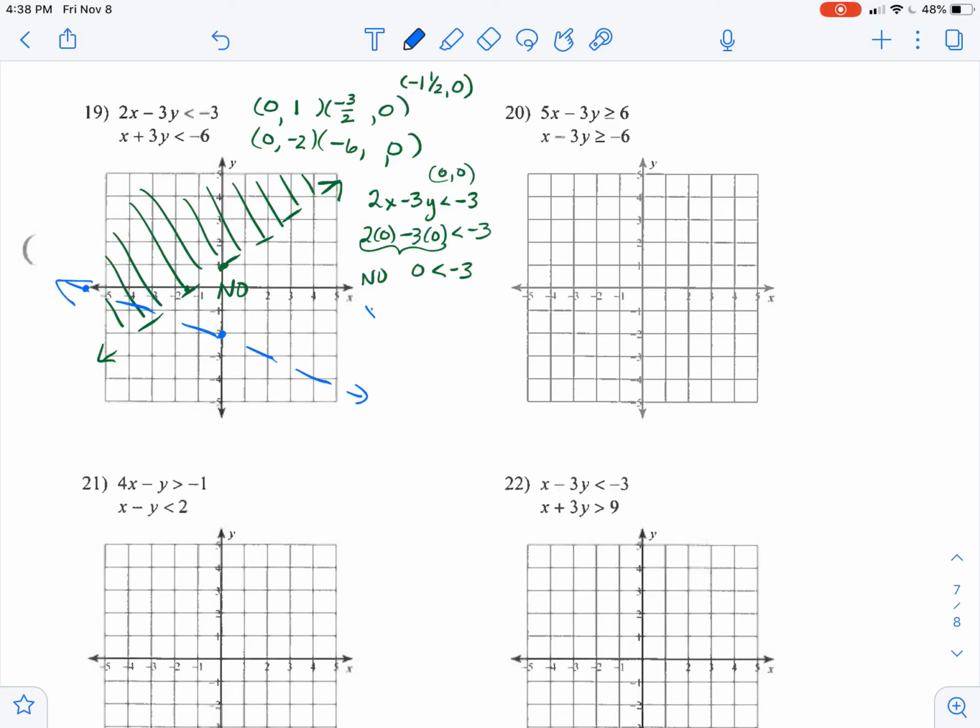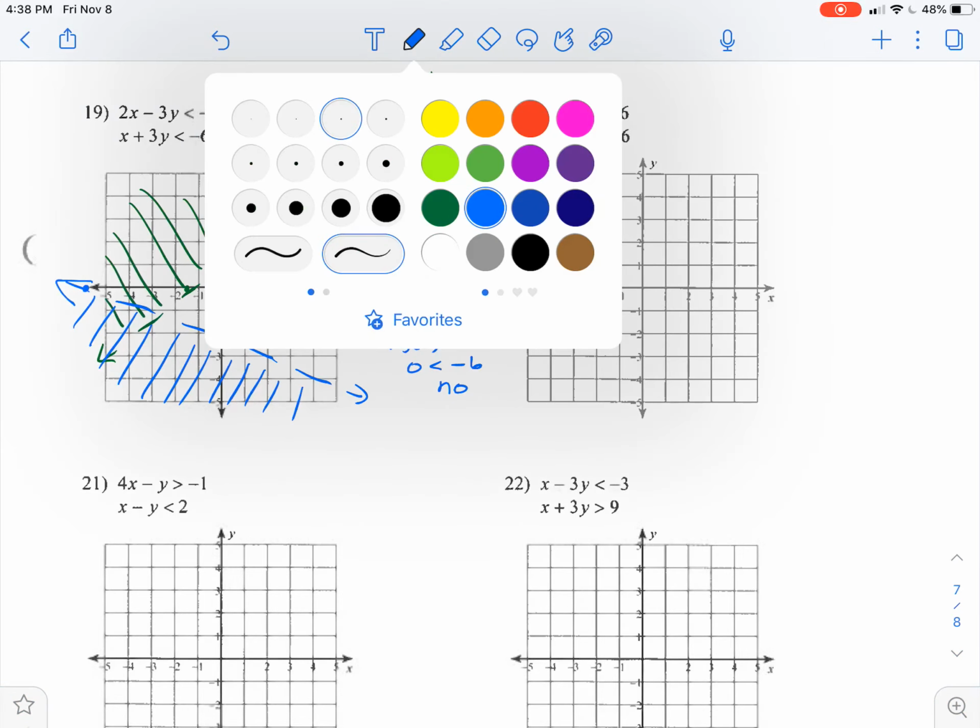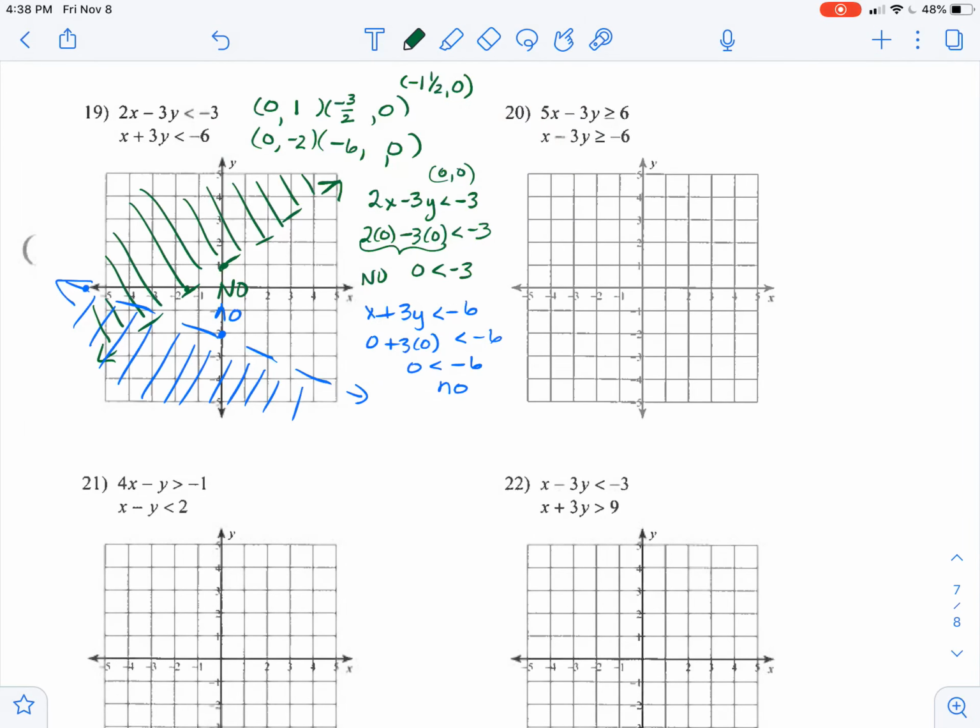Okay, and then I'm going to test for 0, 0. So I'm going to put a 0 here and there. So 0 is less than a negative 6. Again, that is a no. So this is a no also. So yes would be the other side. Okay. And again, this comes all the way down to there. So the only place that I have both is this little bitty v over here. Okay.